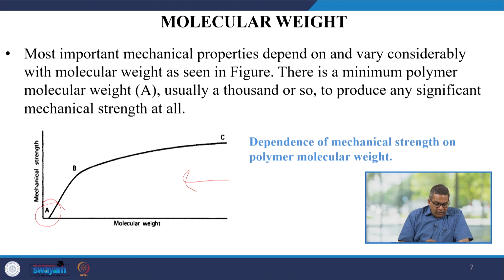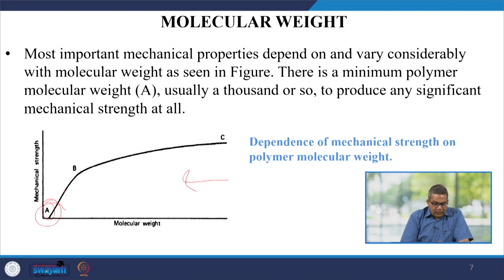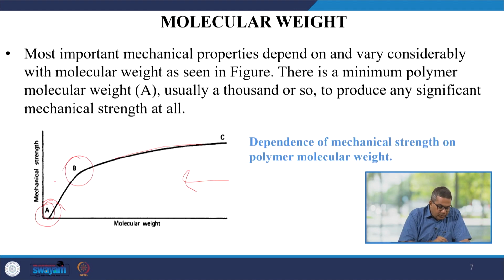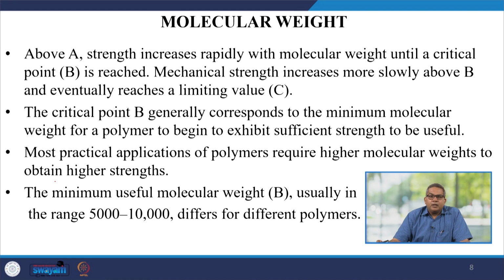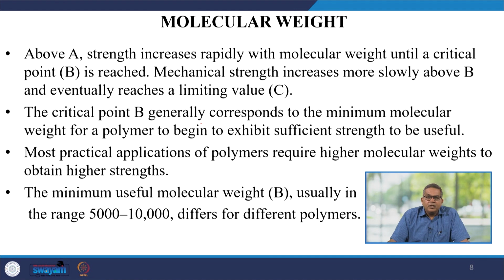Now above A, the strength increases rapidly with the molecular weight until it reaches a critical value, which is referred to as B in this particular curve. The mechanical strength increases more slowly above B and eventually reaches a limiting value at C. So this is the triggering point where you need to assess whether further polymerization is essential or not.